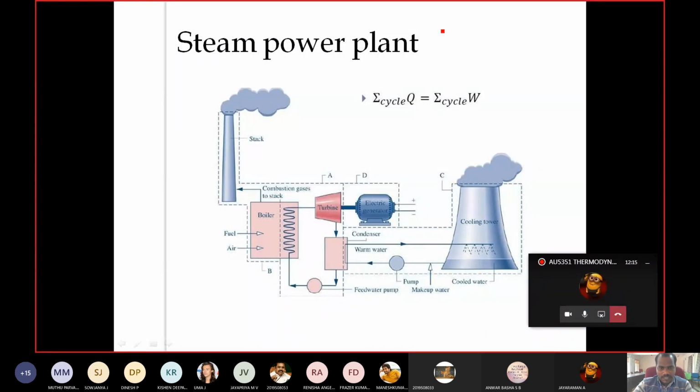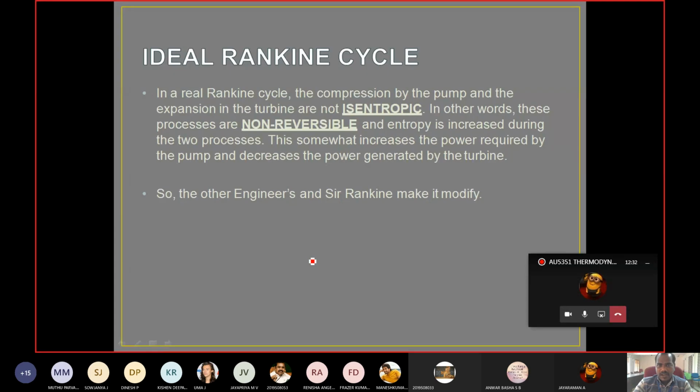If you look at this cycle, this is your cycle, right? We have a turbine, we have a boiler, we have a condenser, and we have a pump. This will give you a vapor cycle, right? So we will look at that. The example of a vapor cycle is the ideal Rankine cycle. We can call the vapor cycle by the name of Rankine cycle.